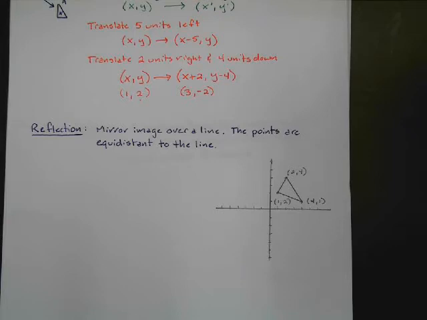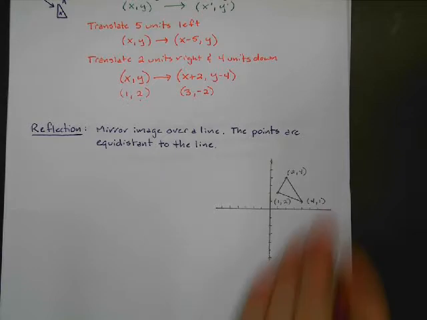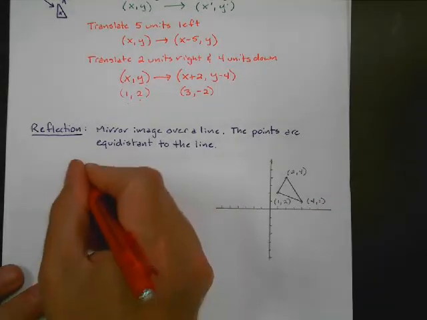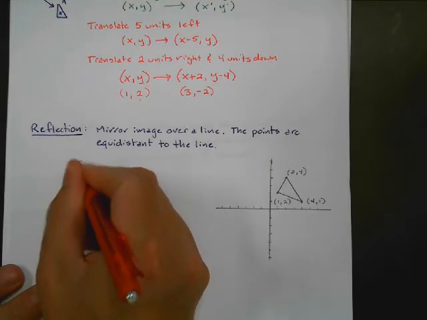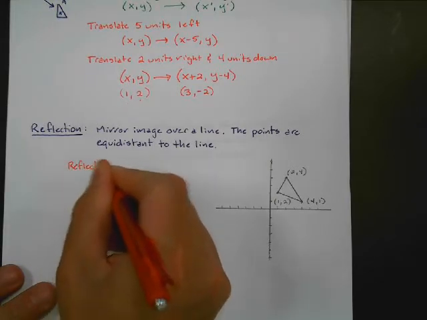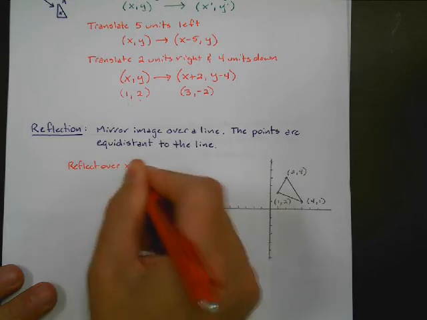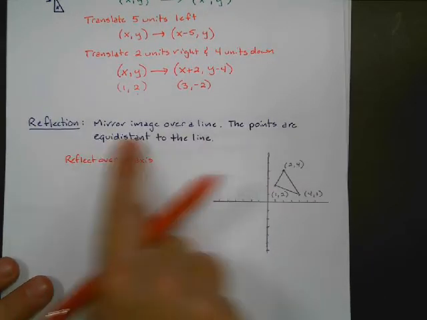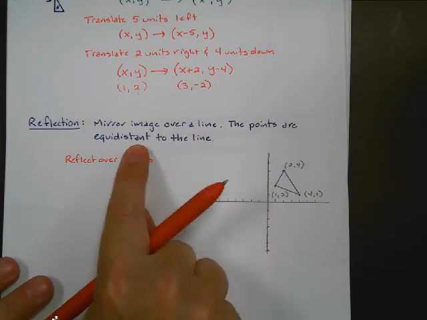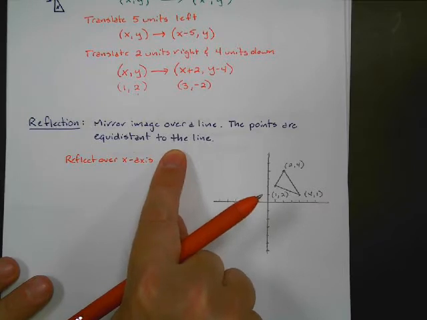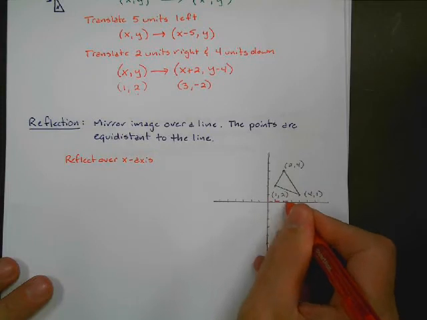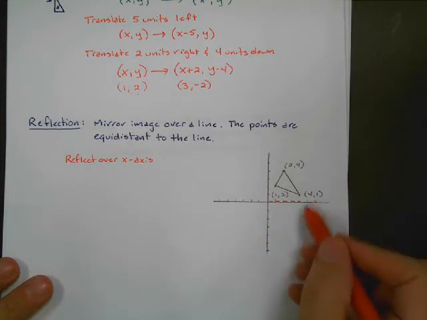So let's start by reflecting over the x-axis. So I've already got a triangle here, and I'm going to reflect over the x-axis. All right, so we're going to go over a line and we're going to stay equidistant to a line. That means we're going to stay the same distance. So here's our original. The x-axis is right here. So all of these points are going to stay the same distance to this line.